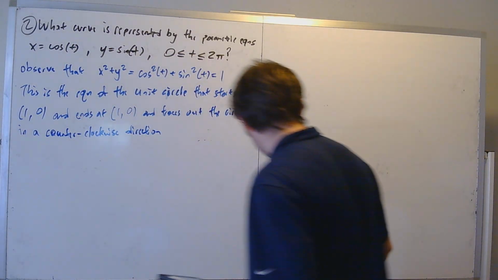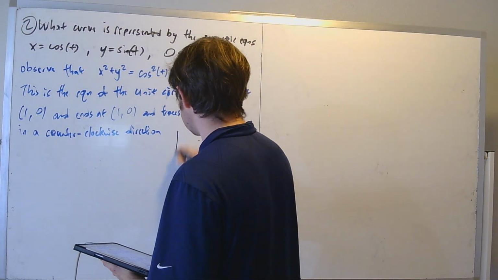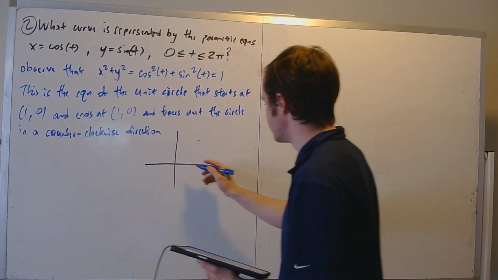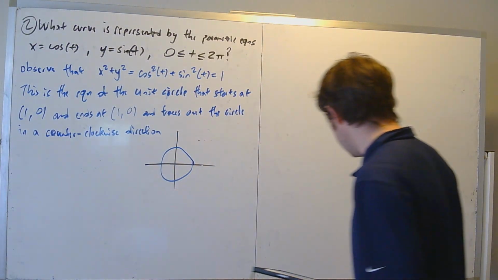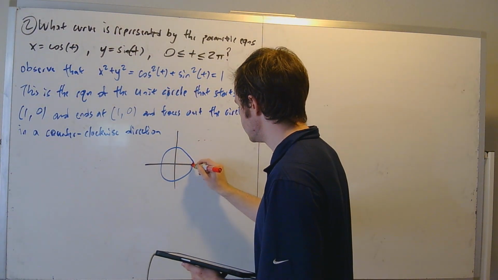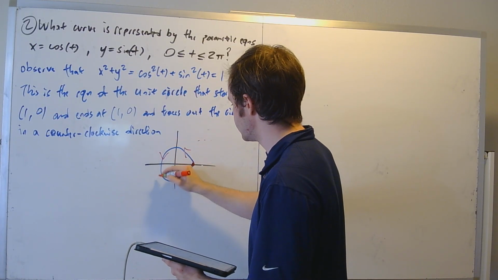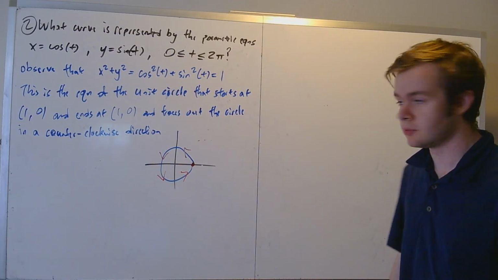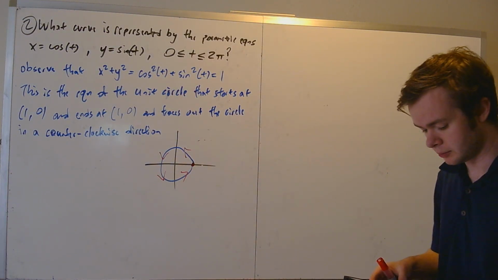All right, so let's draw a graph of what's going on. So we know our equation is of a circle, and we know that we start at this point, and we're going to keep going around this way until we get back to the point that we started at. And that's exactly what the parametric curve would be.